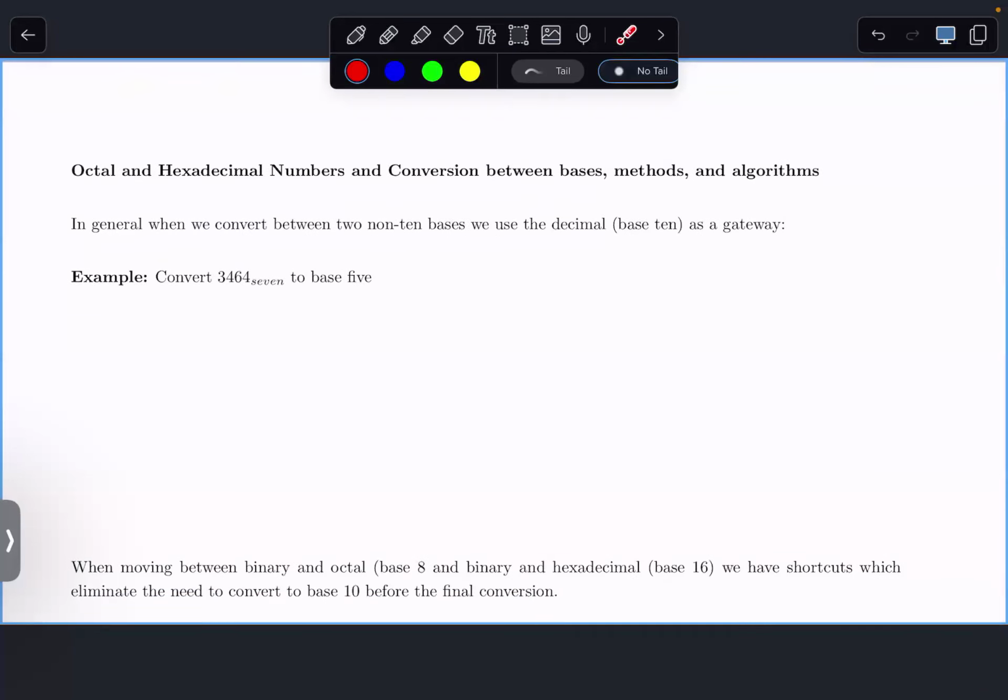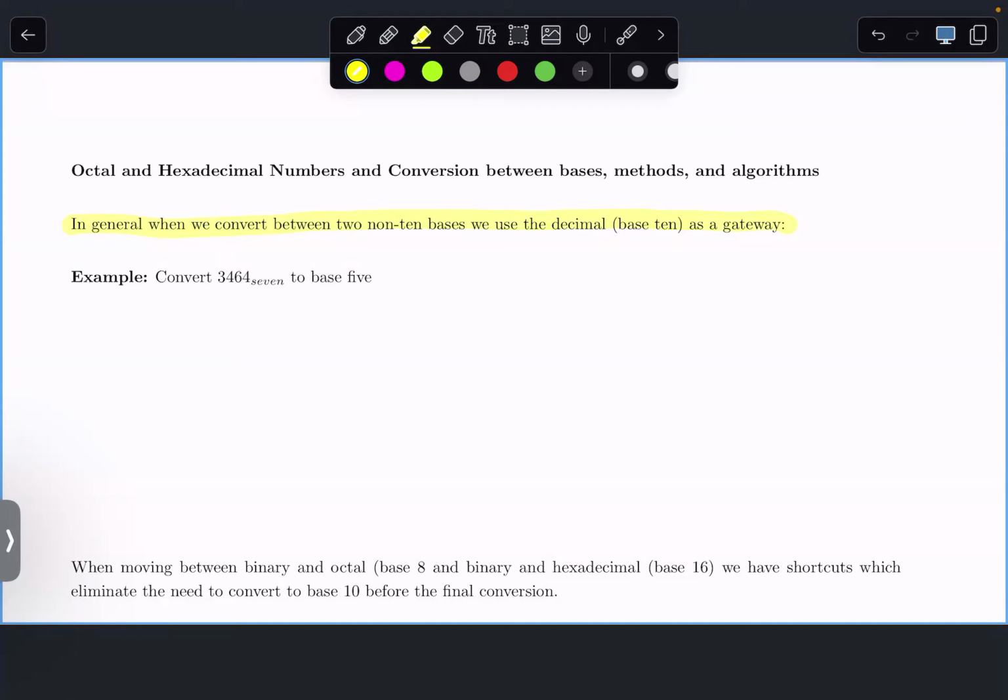Okay. So in general, when we convert between two non-10 bases, we're still going to use base 10 as kind of a gateway. You don't have to if you have a quicker method, but as always, this will always work. You can always do this. Tedious, and so I've got a couple of shortcuts for some go-tos like octal and hexadecimal.